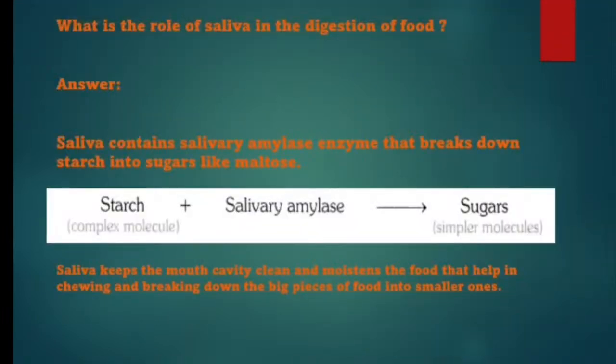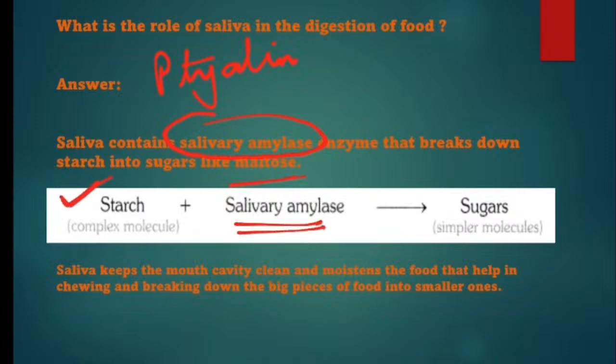What is the role of saliva in digestion of food? So what is the role of saliva? So saliva, as you all know, contains the enzyme salivary amylase. Salivary amylase is also known as ptyalin, and this is an enzyme that helps in the breakdown of starch into simple sugar like maltose. Starch is a complex sugar. With the help of salivary amylase, it is broken down into simple sugar like maltose, which is easily digestible.